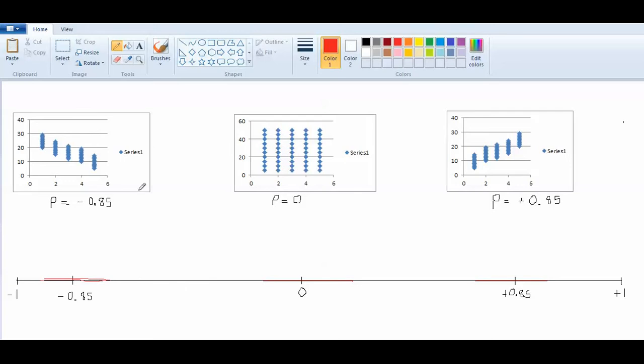So, we know that these are the 3 population correlations up here, and most of the samples from this population will be somewhere near this number. Most of the samples from this population will be somewhere near this number, and most of the samples from here will be somewhere near this number. And we can actually use Excel to show that this is true.